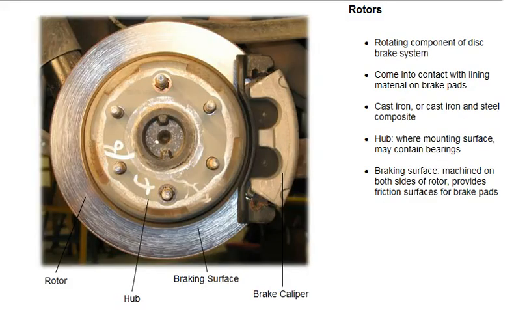Brake rotors are the rotating components of the disc brake system that come in contact with the lining material from the brake pads. The brake rotor is made of cast iron or a composite of cast iron and steel. It's comprised of a hub and a braking surface. The hub is where the wheel mounts. It can contain the wheel bearings. The braking surface is machined on both sides of the rotor. It provides friction surfaces for the brake pads.